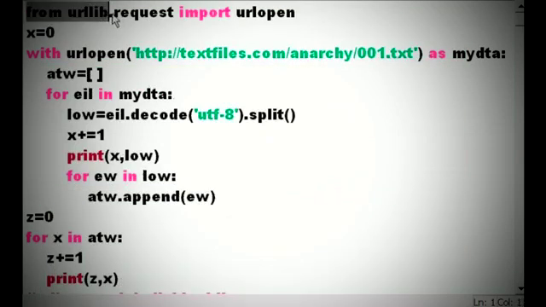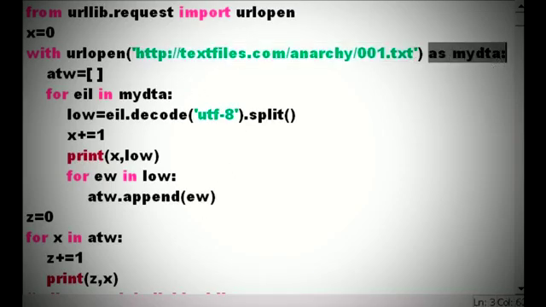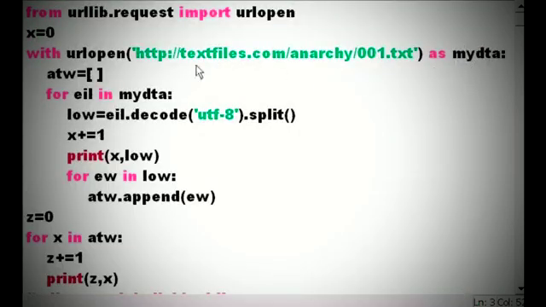Well, from urllib, I'm going to make a request. I want to import the function called urlopen. So I get it. Then I set a variable x equal to 0. Now this is what I want to do with urlopen. I want to open up a URL. What URL? This one over here, http textfiles.com anarchy001.txt. I want to refer to this entire thing as my data, all the data in this file. All right, it's in here. And now I set a list called ATW, all the words, equal to a blank list.